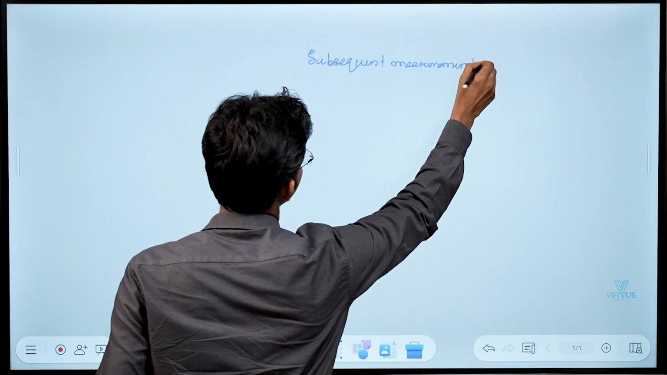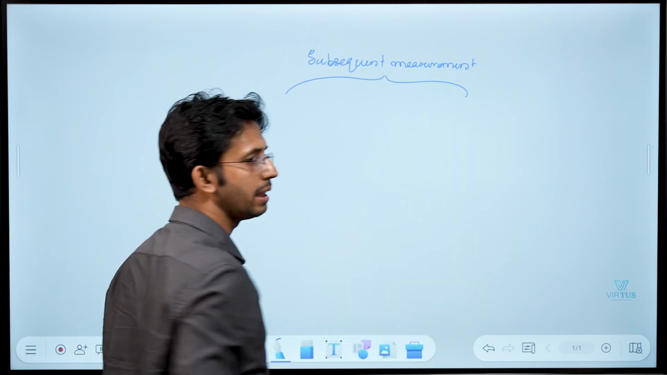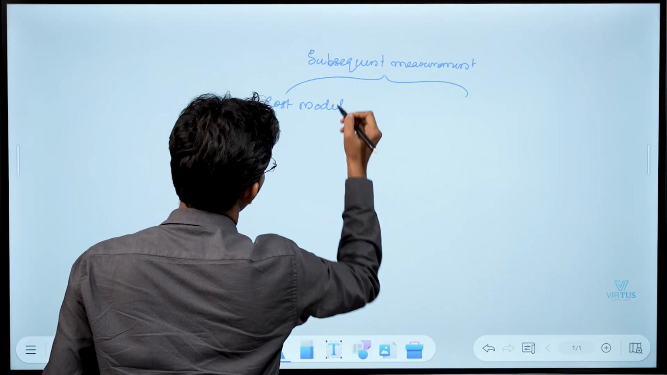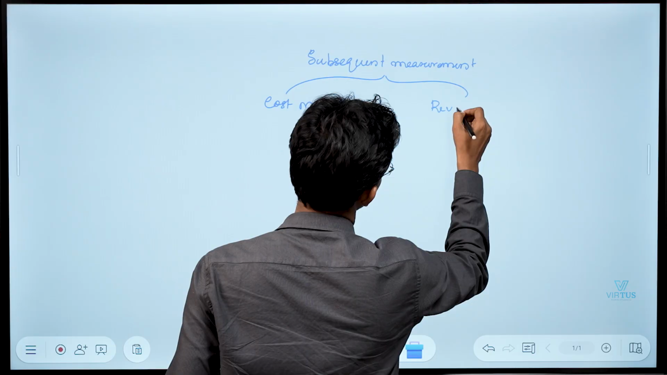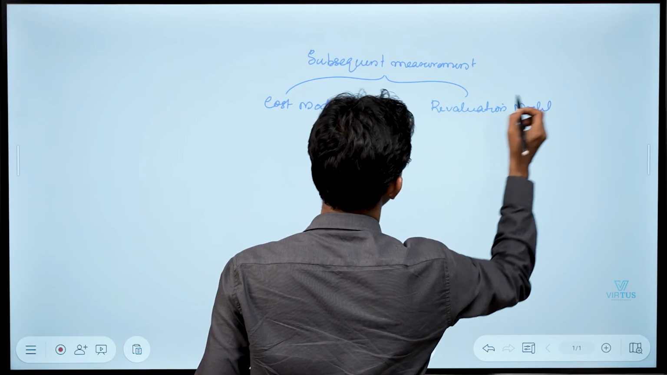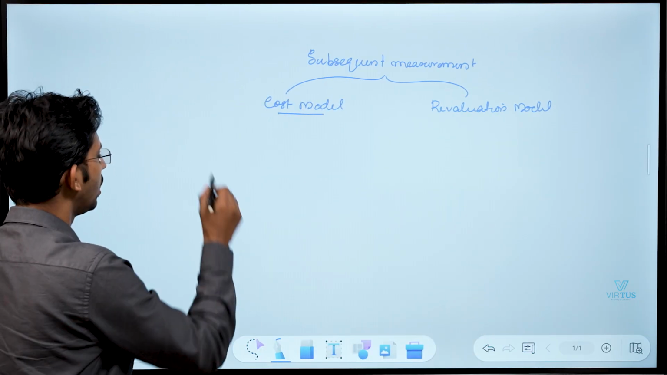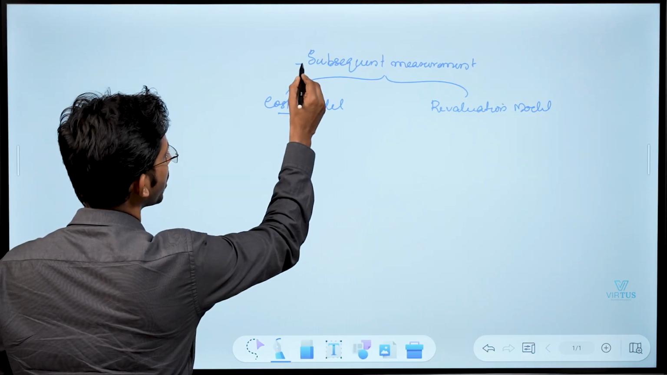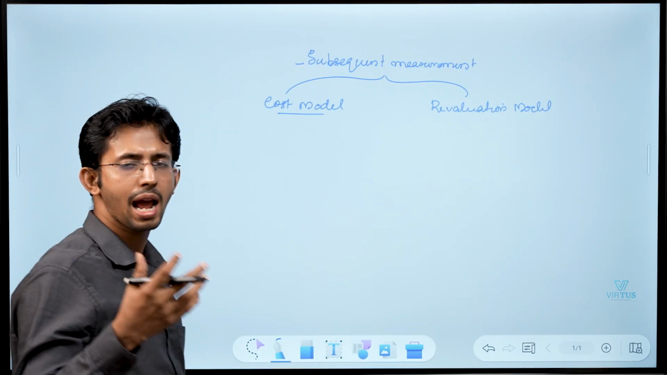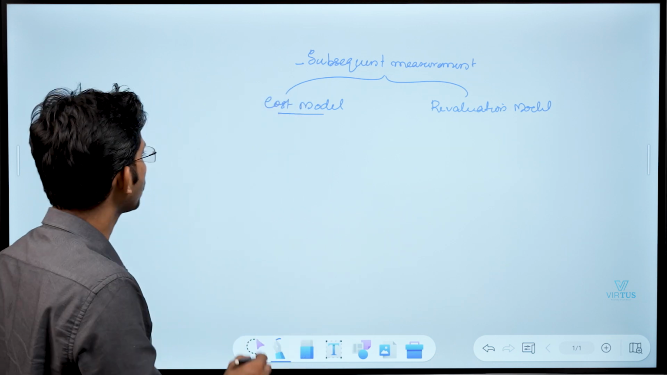When it comes to subsequent measurement, I had already told you there are two models in which the subsequent measurement can be done. One is the cost model and the other one is the revaluation model. Now, what is this cost model? In the cost model, even at the time of subsequent measurement, which means on the reporting date, the property, plant or equipment will be carried at its cost itself.